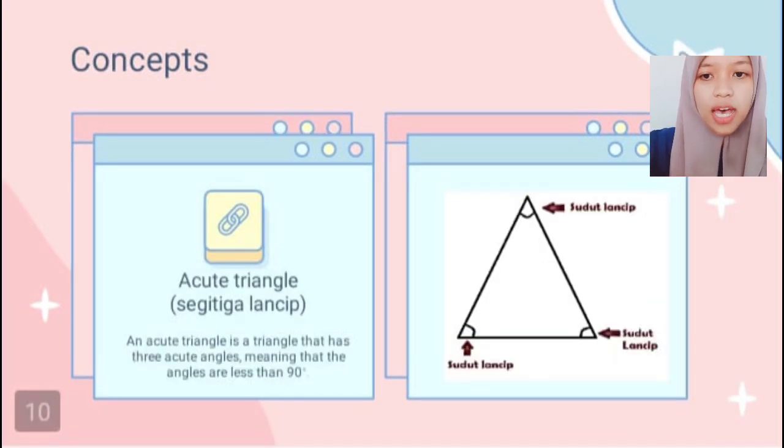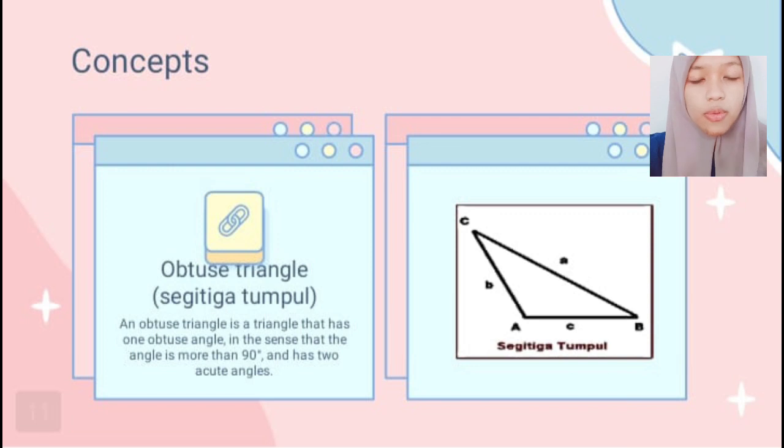Alright, next we have acute triangle. Acute triangle in Indonesian is segitiga lancip. An acute triangle is a triangle that has three acute angles, meaning that the angles are less than 90 degrees. We move to the next. We have obtuse triangle, or segitiga tumpul. An obtuse triangle is a triangle that has one obtuse angle, in the sense that the angle is more than 90 degrees, and has two acute angles.